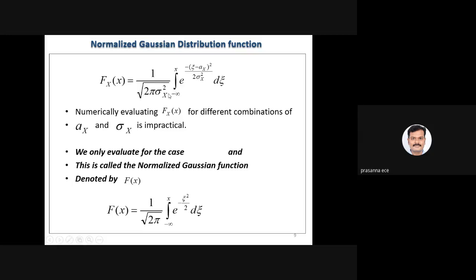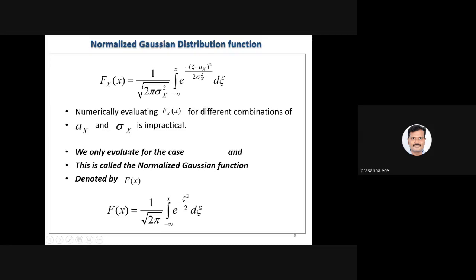Now if I want to numerically evaluate this, I should know the particular values of ax and sigma x. For different Gaussian distribution functions, the ax and sigma x will be different. So there will be infinite combinations of ax and sigma x. Maybe in one model I'll have ax as 5 and sigma x as 2. In another model I'll have ax as 10 and sigma x as 1. The combinations are infinite, so we cannot go on creating tables for all the combinations of ax and sigma x. It is very impractical.